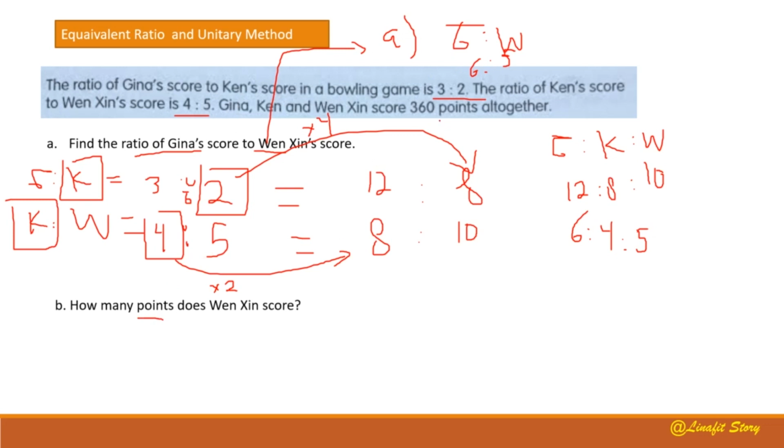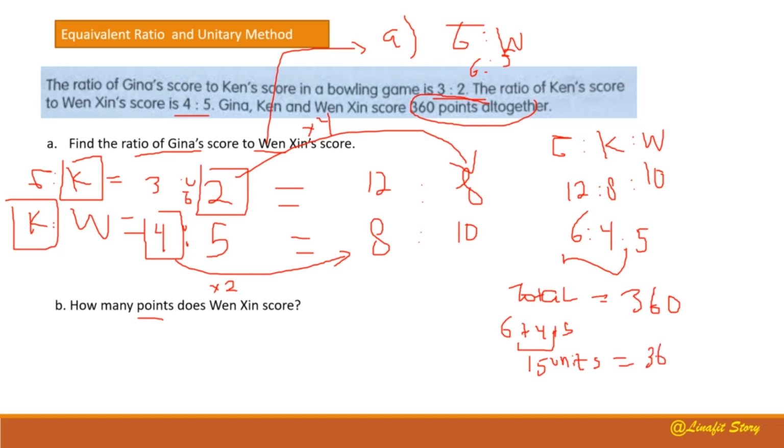So take a look at the question. Gina, Ken, and Wensen scored 360 points altogether. So this means the total equals to 360 points, while the total units equals to 6 plus 4 plus 5 equals to 15 units. 15 units equals to 360. How to get 1 unit? To get 1 unit is 360 divided by 15 equals to 24.